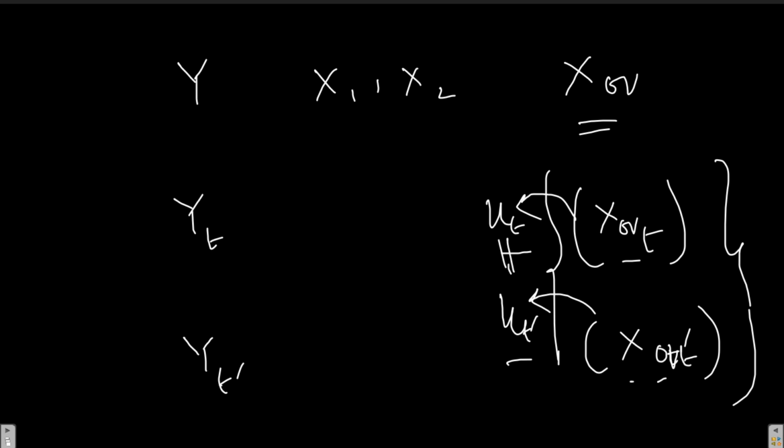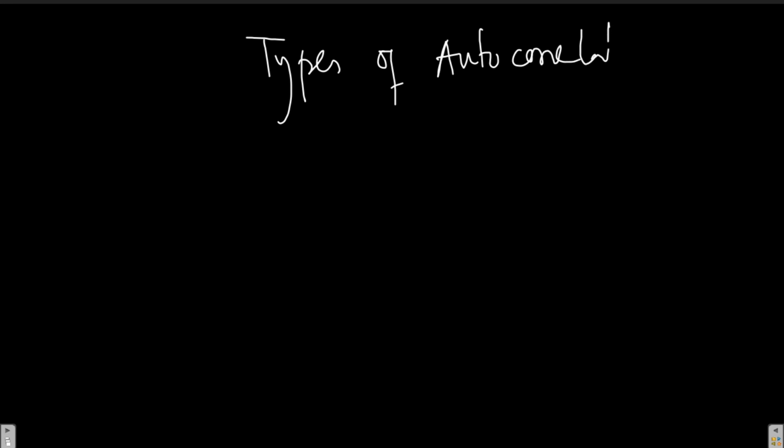Now, going by this, we can actually see that autocorrelation is mostly of two types. First, it is a positive autocorrelation, and let me explain what I mean by positive autocorrelation.